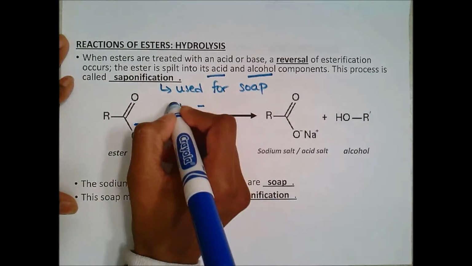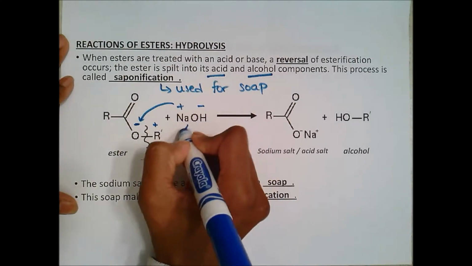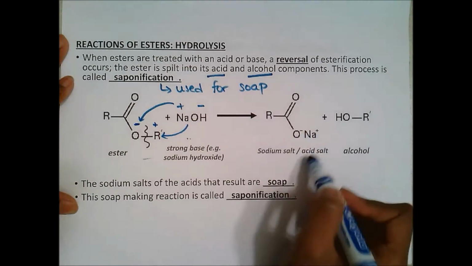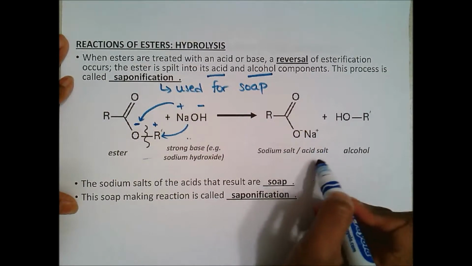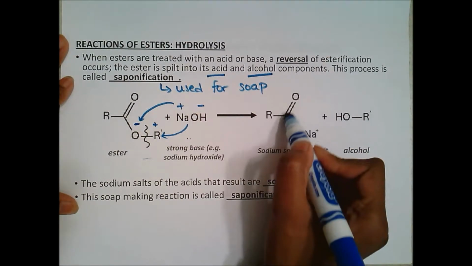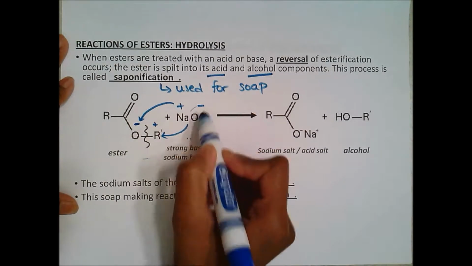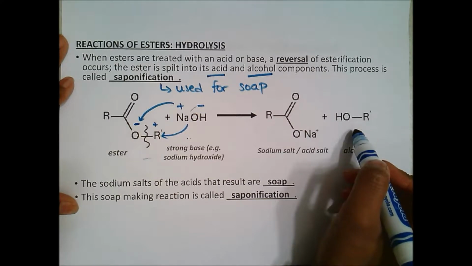Well, what happens is your sodium wants to attract to the negative, and your negative here wants to attach to the R group. So this is what you get on this side. You get a sodium salt here, an acid salt. You can see that it's almost like a carboxylic acid. It doesn't have the hydrogen. And then the OH group gets attached to the rest of that molecule. So that's going to produce an alcohol.